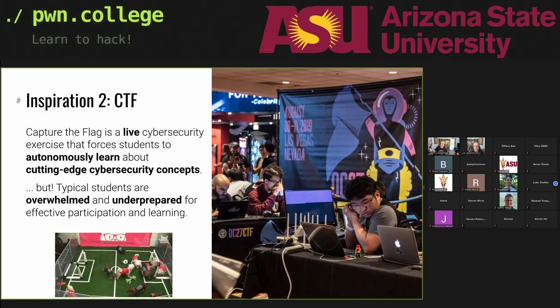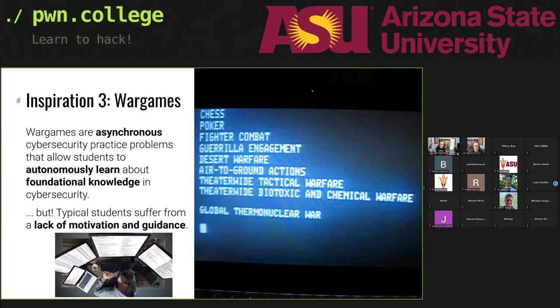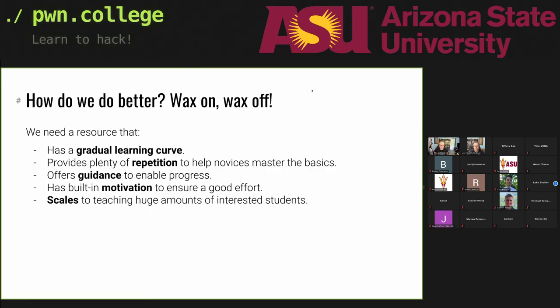And then there's this other concept called war games. You go to pwnable.kr and work through the exercises. The problem is that most of the students I've seen trying to learn cybersecurity through war games become unmotivated eventually, and it doesn't quite work out. So we decided to do better. We created a platform that tried to fix the things that were wrong with other ways of cybersecurity education: gradual learning curves that CTFs lack, plenty of repetition that classes lack, guidance that war games lack, motivation that everything lacks, and that scales to teach a lot of students.